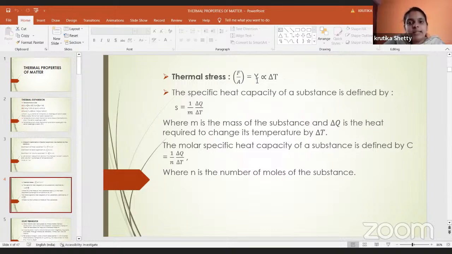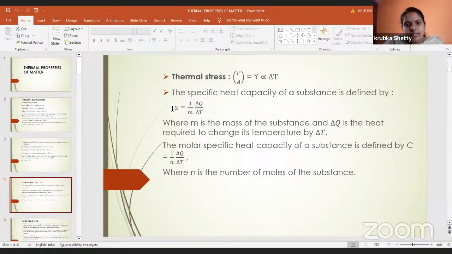Y is called Young's modulus. Alpha is the coefficient of linear expansion. Delta T is the temperature difference. The specific heat capacity of a substance is defined as, specific heat capacity S is equal to 1/m delta Q by delta T. So delta Q is the heat, delta T is the temperature, m is the mass of the body, S is the specific heat.